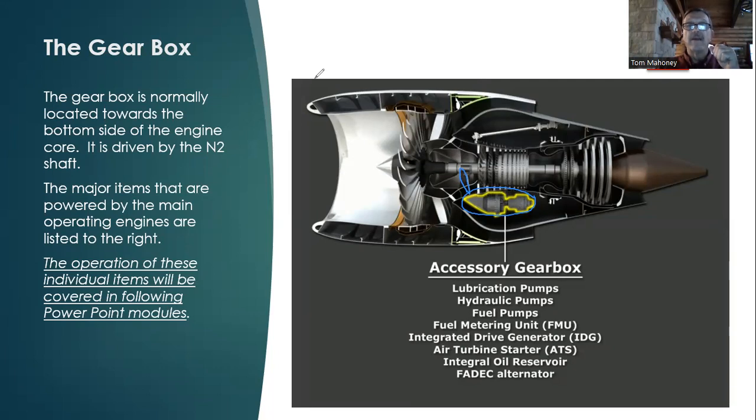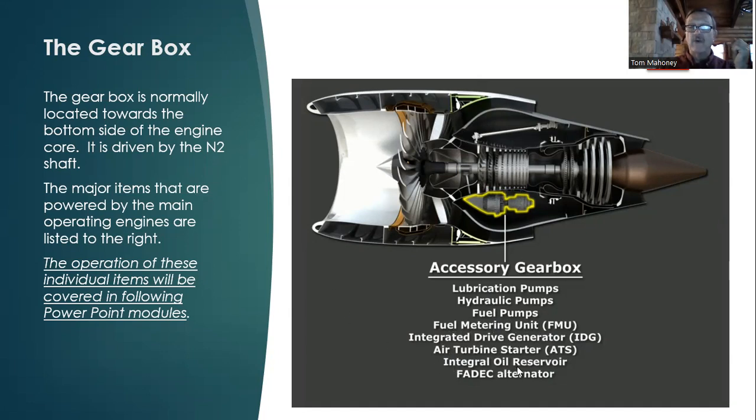So what are they? There are things like the lubrication pumps, the hydraulic pumps, the fuel metering unit we just talked about, the integrated drive generator. So that's the generator on the engine. Those are the big generators. It operates what we call an air turbine starter. That's the starter that is engaged through air pressure that makes the engines rotate for starting purposes.